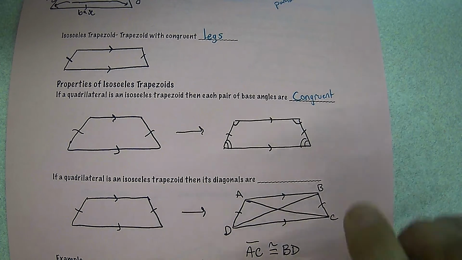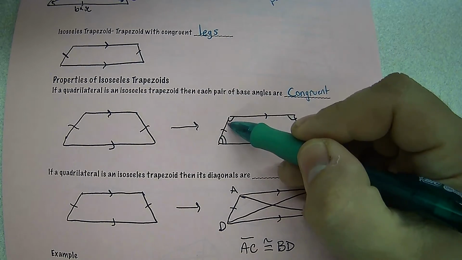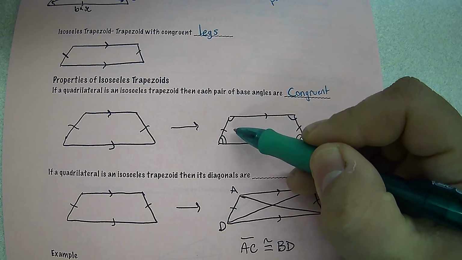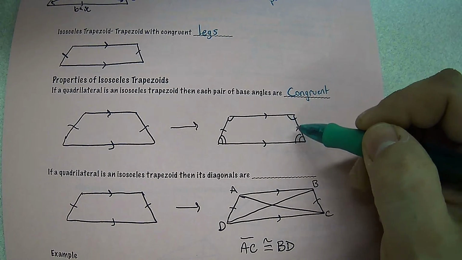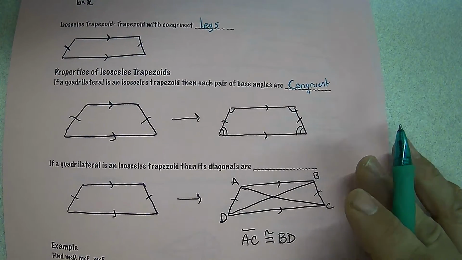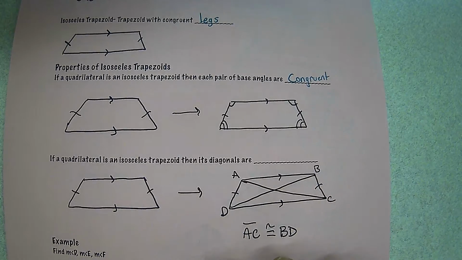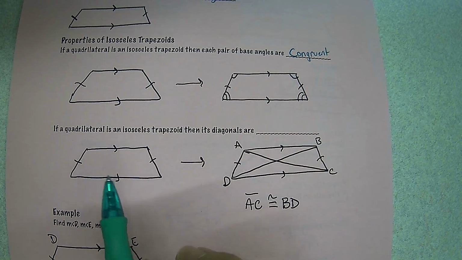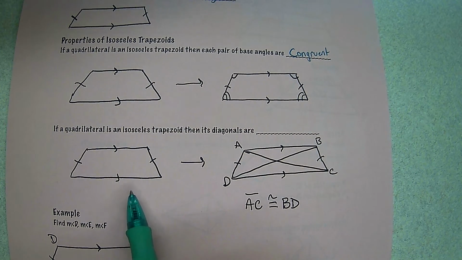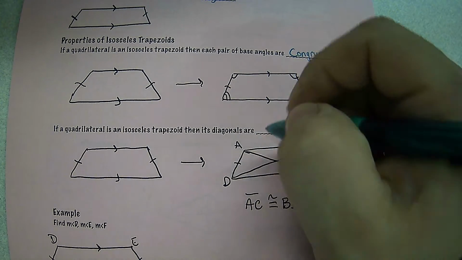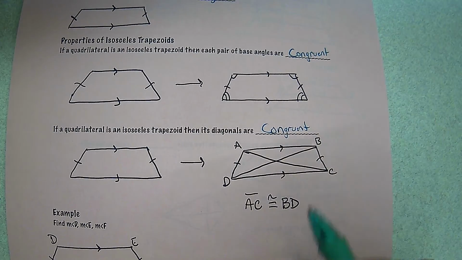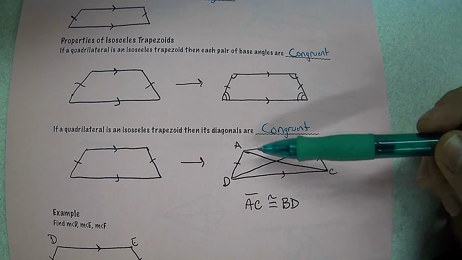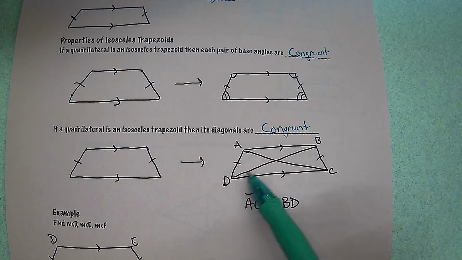You'll also see, because this is along a straight line, these are going to be supplementary. So that means they're going to add up to 180. So these two angles will add up to 180. These two angles add up to 180, giving us a total of 360 because it is a quadrilateral. If the quadrilateral is also an isosceles trapezoid, then the diagonals are congruent. So in this case, AC is congruent to BD. They would be the same length.